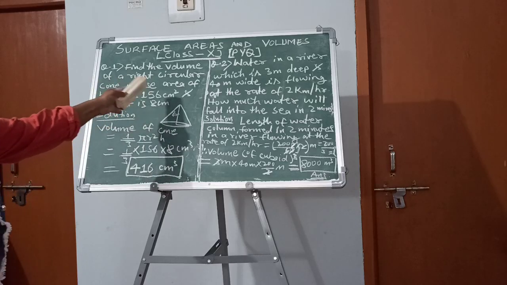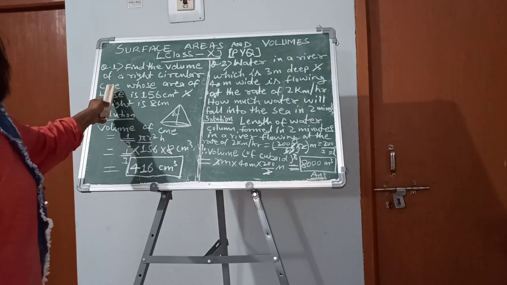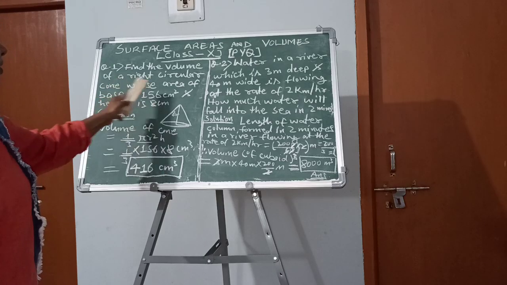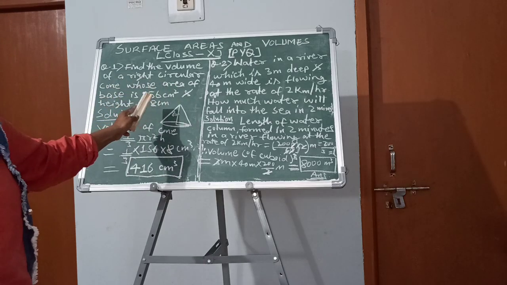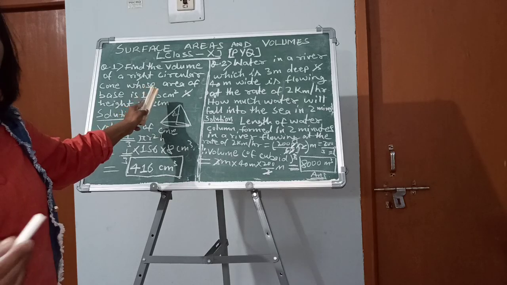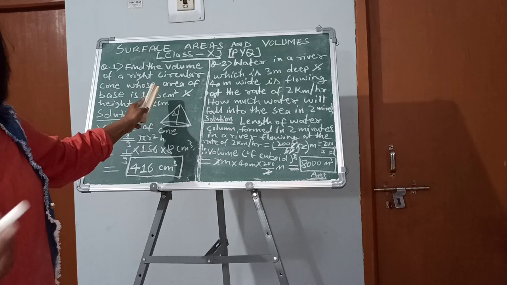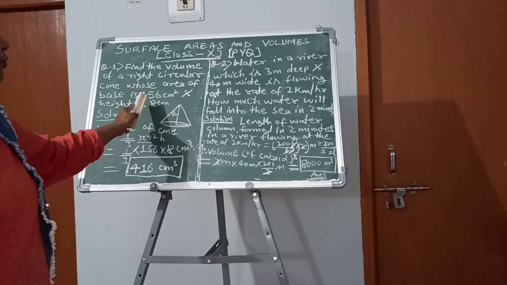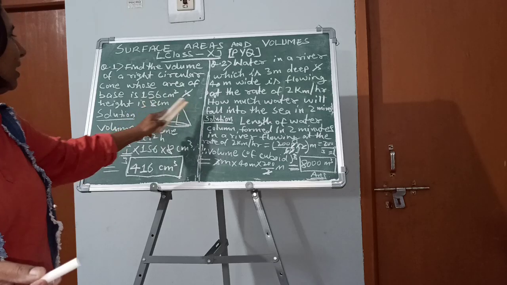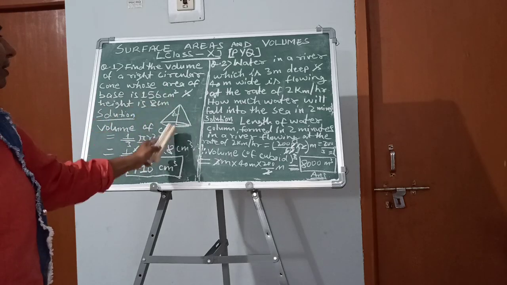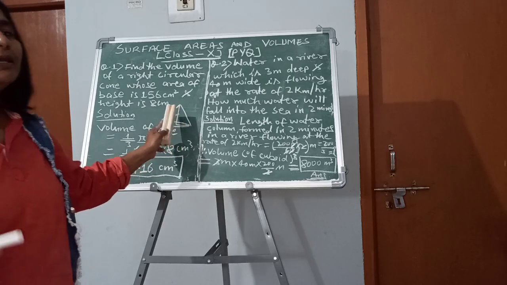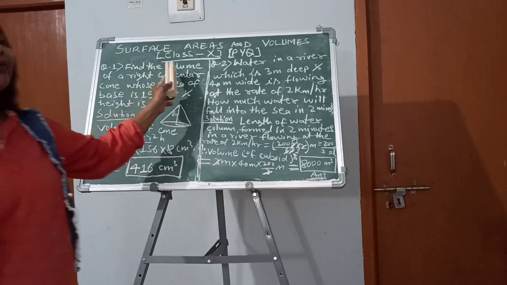Find the volume of a right circular cone. Here the shape is already given. Which shape? Right circular cone. The base of a right circular cone is in the shape of a circle, so the area of the circle is given and this is equal to 156 centimeter square. And height is 8 centimeter. This is the vertical height, and this is equal to 8 centimeter. Now you have to find out the volume.